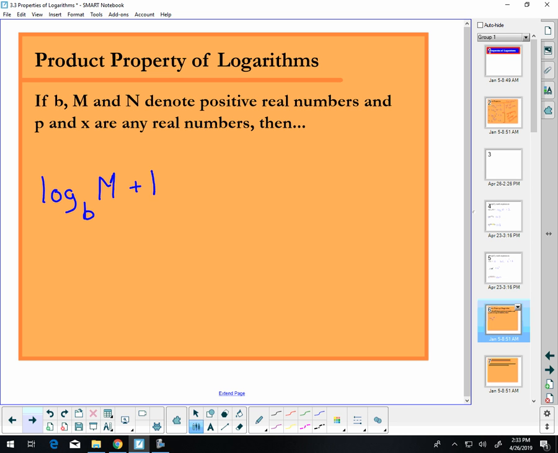All right? So the product property of logarithms says that if I have 2 logarithms of the same base that are being added together, so if I have logarithm base b of m added to logarithm base b of n, that can be simplified down to the logarithm base b of m times n.